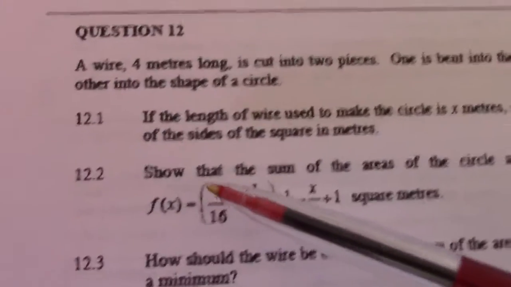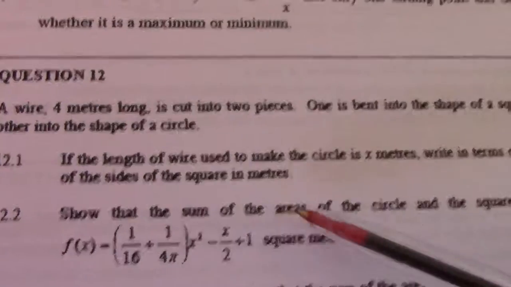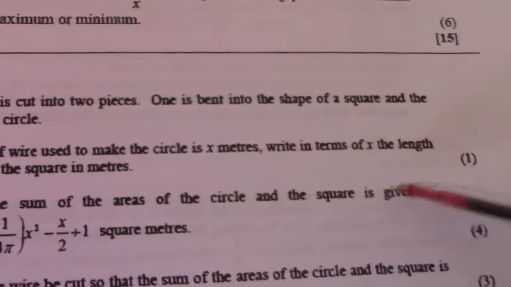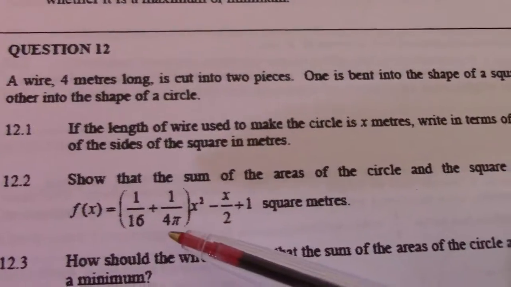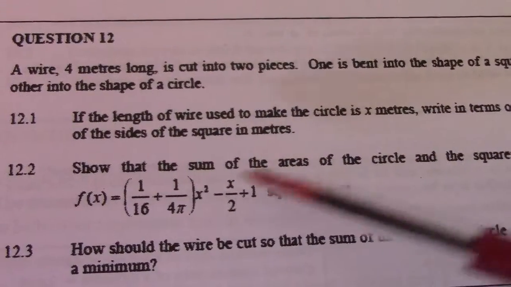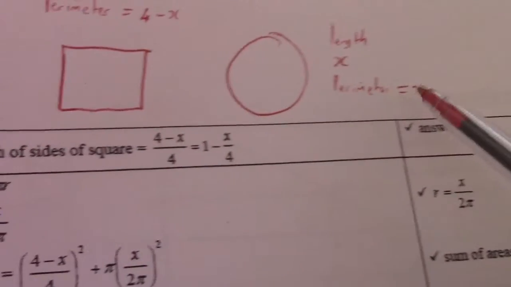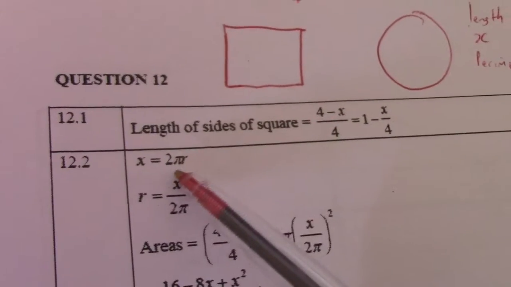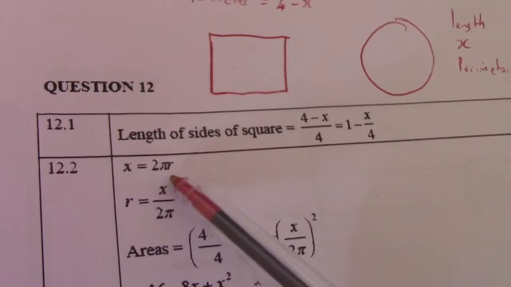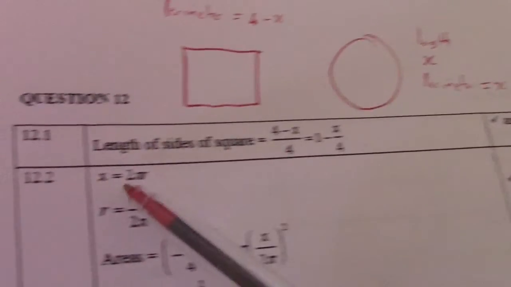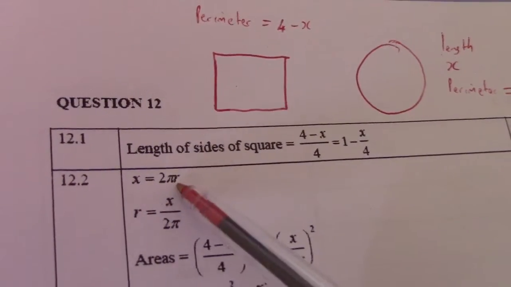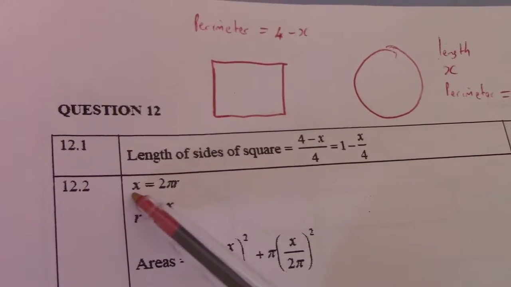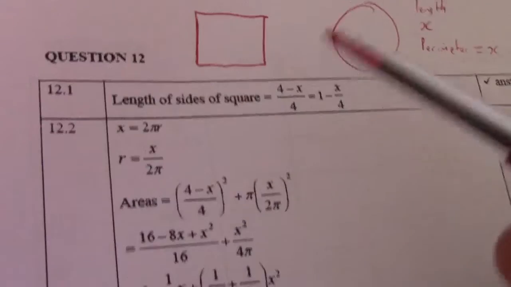Next question. Show that the sum of the areas, so here we're working with areas, of the circle and the square is given by this specific equation. So we have to prove this. First, we should know the perimeter of a circle equals 2 pi r. So x equals 2 pi r. Remember, the perimeter equals x. X equals 2 pi r. So r, if I make it the subject of the formula, equals x divided by 2 pi.